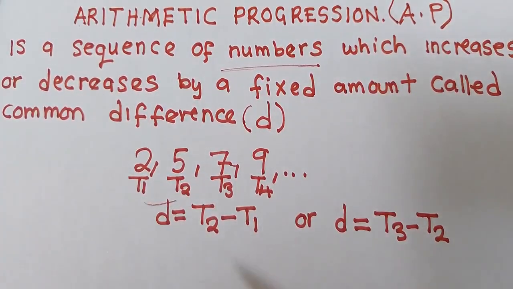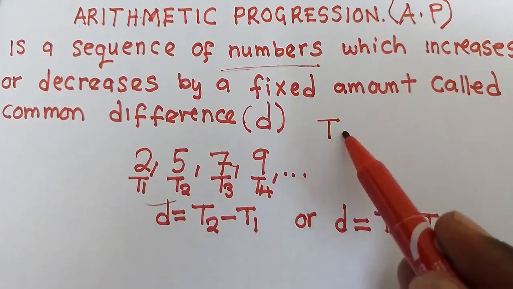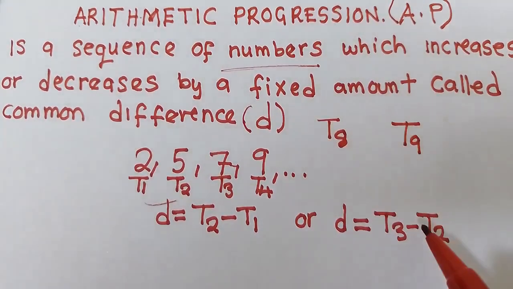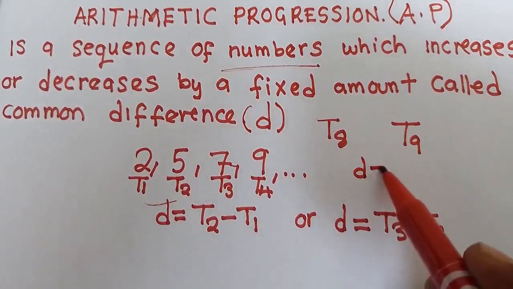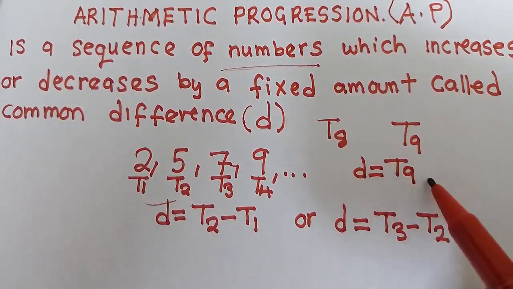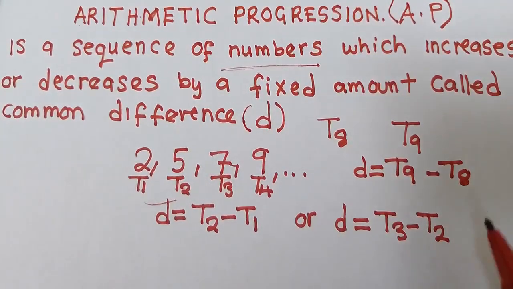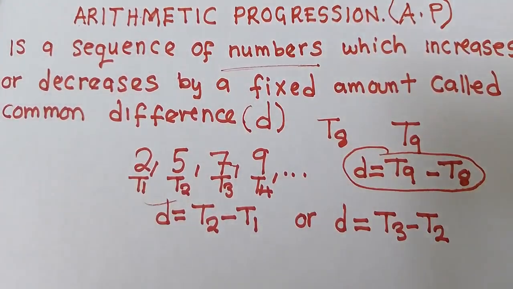If you are given a question where you are told that you've got the 8th term and the 9th term, then you are told to find the common difference. How can you find it? You just say the 9th term minus the 8th term. This is how you find the common difference in that manner. These are procedures and steps that we need to know.